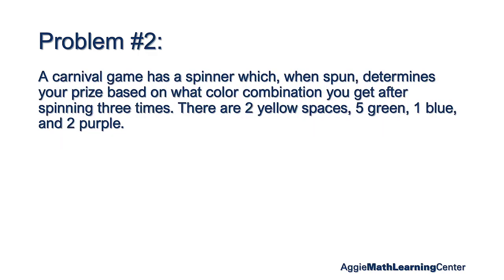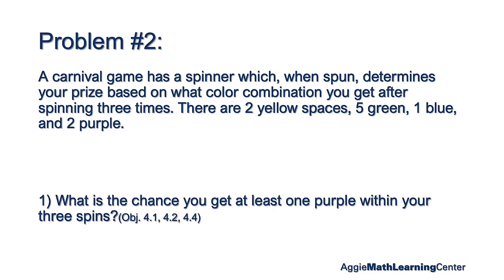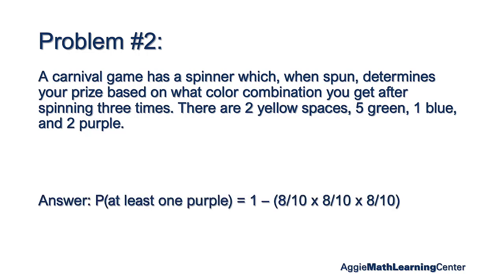Problem number 2. A carnival game has a spinner which, when spun, determines your prize based on what color and combination you get after spinning 3 times. There are 2 yellow spaces, 5 green, 1 blue, and 2 purple. Question. What is the chance that you get at least 1 purple within your 3 spins? Pause to answer and then press play to check your work.